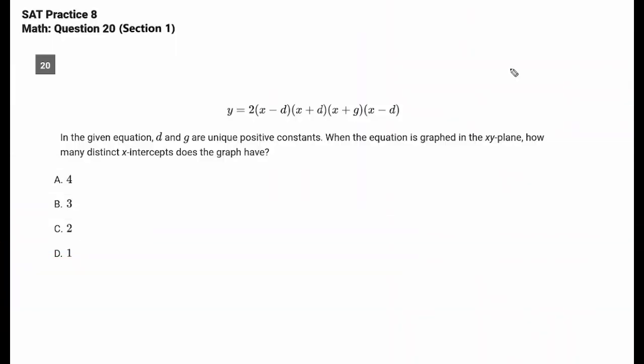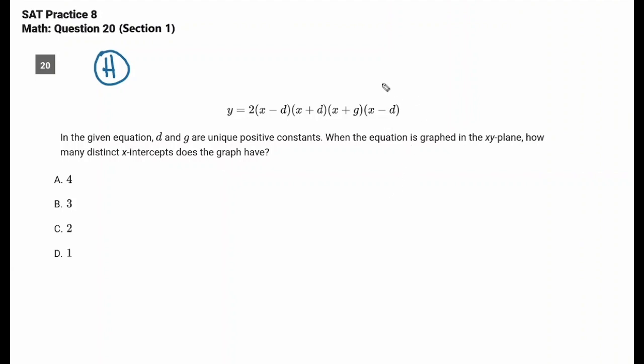We're on SAT Practice Test 8, Math Section 1, Question 20. What's the level of difficulty here? It's hard. You got this big old nasty equation. In the equation, d and g are unique positive constants. When the equation is graphed in the xy plane, how many distinct x-intercepts does the graph have?